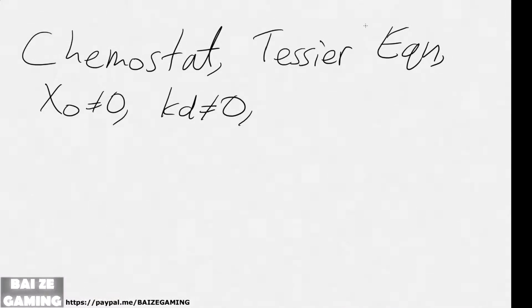Okay, so let's do chemostat equations, but this time with the Tessier growth equation. I'll be covering cases where we'll be adding a biomass product to the inlet feed, and I'll be covering the case where the maintenance coefficient KD is not 0, but I'm going to start off with the easiest case first and then work my way through the questions.